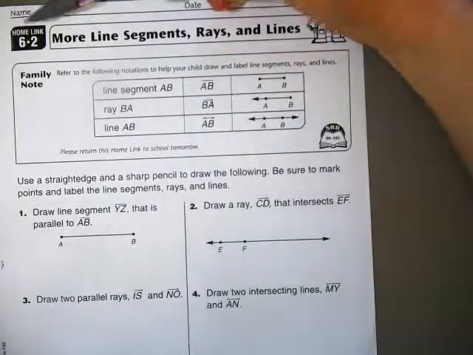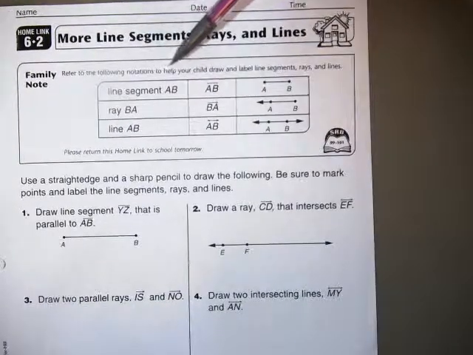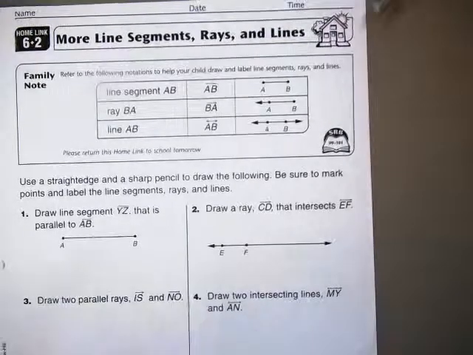This is Home Link 6.2 of Everyday Math. More line segments, rays, and lines. Refer to the following notations to help your child draw and label line segments, rays, and lines.